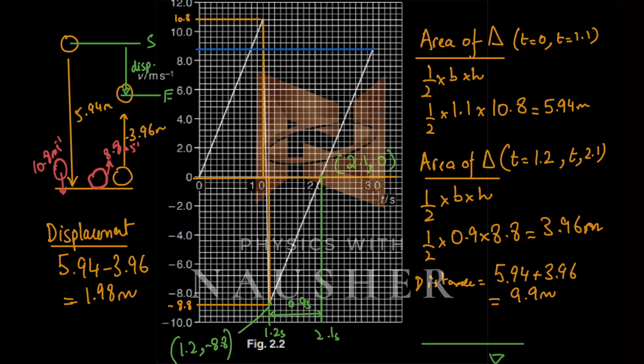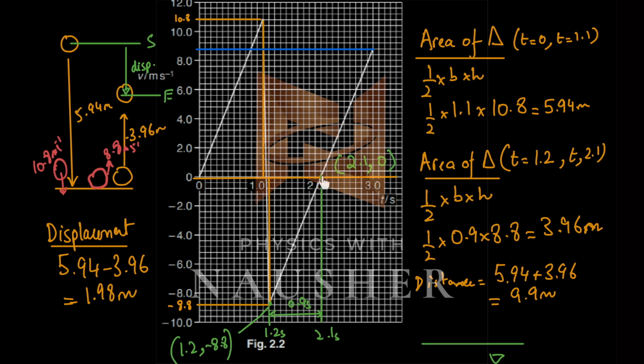They could also ask you to calculate the acceleration of the ball when it goes back up after rebounding. So for that, I've taken the coordinates of this point. The time was 1.2 seconds. The speed was minus 8.8. So I've written 1.2 comma minus 8.8. And I've taken this point.